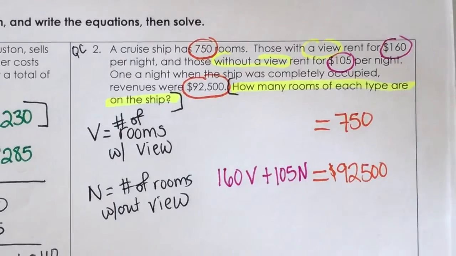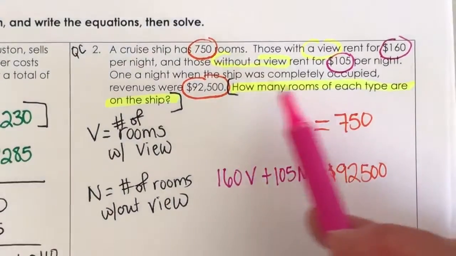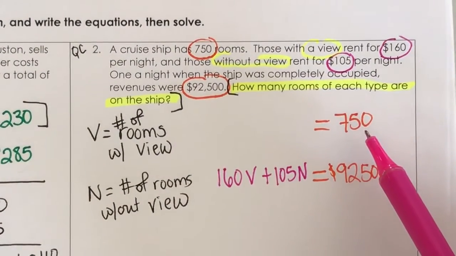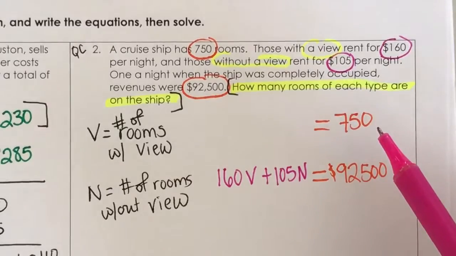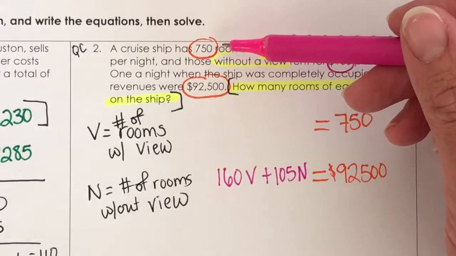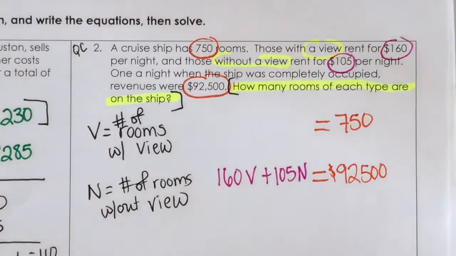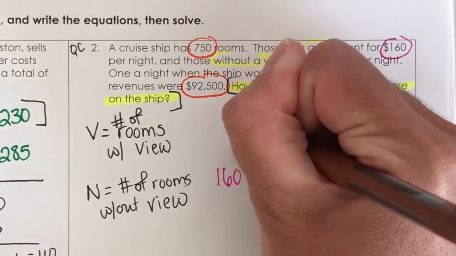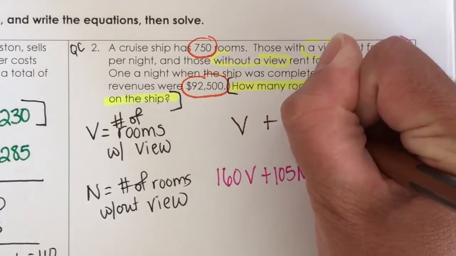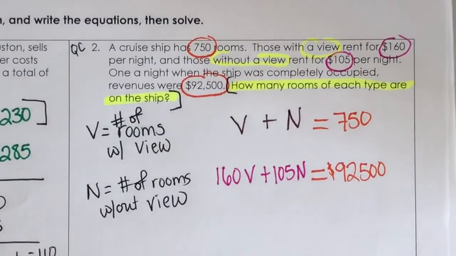So I've circled all the numbers. So how am I possibly going to set up the equation here? Well, you have a total of 750 rooms. You don't know how many you have of each, but you know if you add your total number of rooms with a view plus your total number of rooms without a view, there's your equation. So how are we going to solve this? We're going to use systems of elimination.